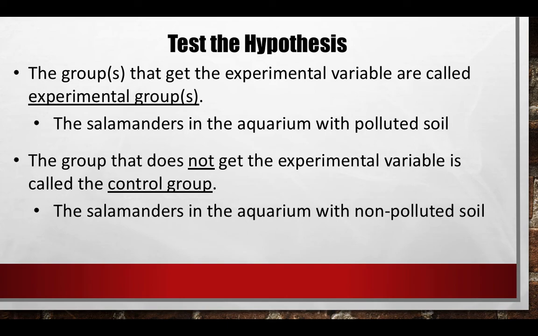And the control group is something to compare the experimental group to, to see if there's any difference. Now, if both groups of salamanders came out with curved tails, then we would know it's not due to the soil. But if the experimental group's tails are curved, and the ones in the control group, with the non-polluted soil, are straight, then we're pretty sure that our hypothesis was correct.